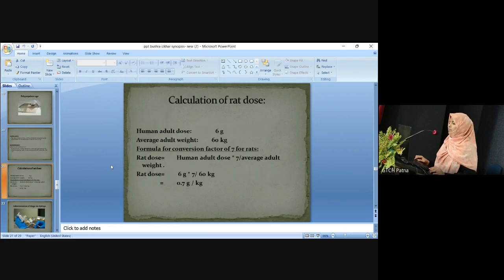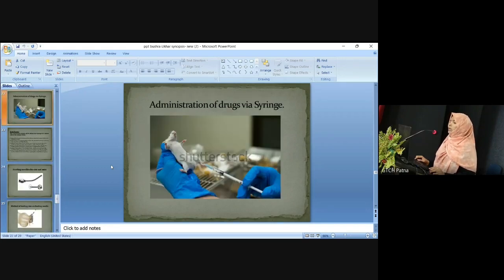in healthy rats. And how am I calculating the rat dose? The human dose is 6 grams, for example. The average adult weight is 60 kg. The formula for the conversion factor of 7 for rats is human dose times 7 divided by average adult weight. So the rat dose will be 6 grams times 7 divided by 60 kg, the average adult weight. By doing that I get 0.7 gram per kg. This is how we will administer cisplatin intraperitoneally in rats to produce nephrotoxicity.